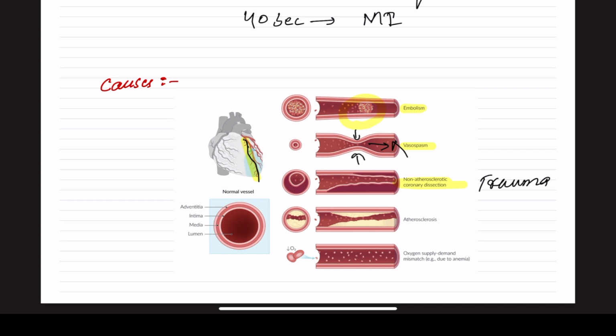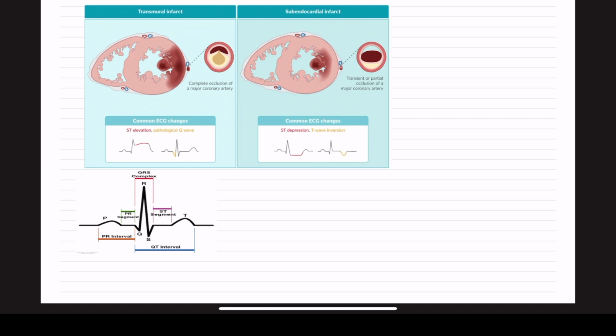The other one is atherosclerosis. We talked a little bit about it, but we're going to talk more about it in another video, as this is very important. And the other one is decreased oxygen supply. So here we're going to talk a little bit about the pathophysiology of the heart attack.